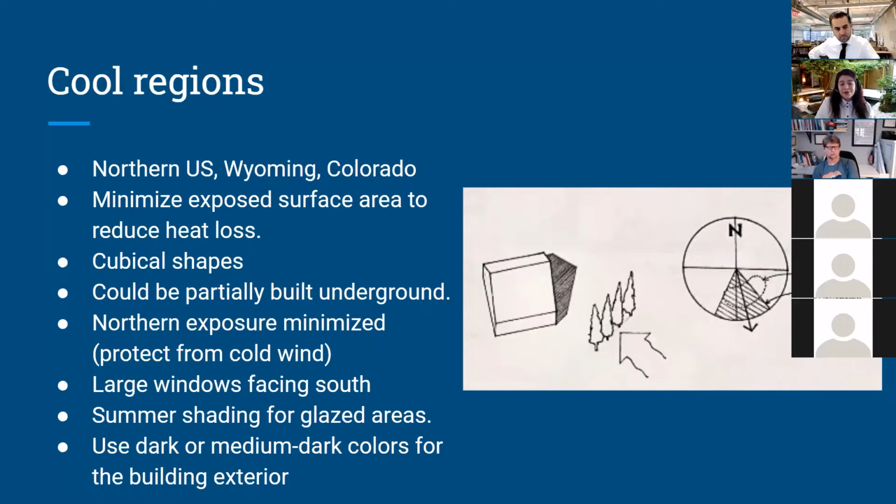Large windows should be facing south, where we get the best solar exposure. Summer shading for glazed areas. This is what we talked about a few slides before, when we want to protect the building from the heat of the summer, but we want the heat of the winter. And use dark or medium colors for the building exterior. And this is because darker colors absorb heat, and for cold weather, this is really helpful. Does anyone have any question about the cool regions?